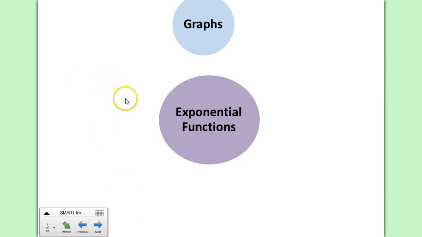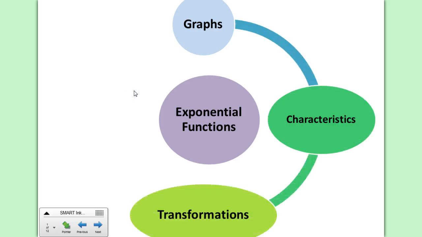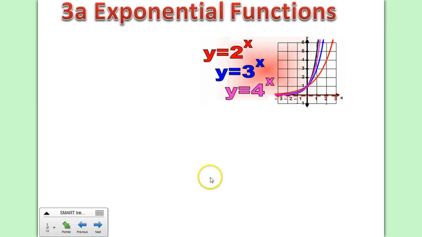So what do their graphs look like? And how does it differ depending on different things? What are its characteristics? But what if we were asked to transform them in the same way we did before? What if we were to reflect them in x, reflect them in y, vertically stretch, horizontally stretch? What happens to it when it looks like that? And how do we change the equation when we state those things? And finally, how do we solve equations that are exponential? So this is our investigation of exponential functions.